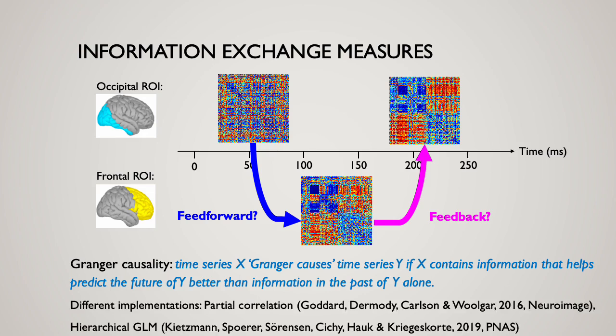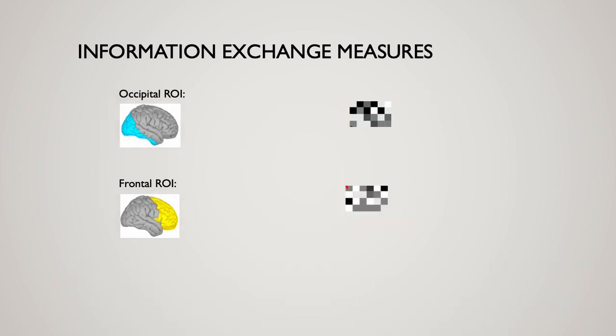There are many potential ways to implement this. A couple of examples from the literature are to use partial correlations, which is what I've used in previous work, but there's another really nice approach of a hierarchical GLM, which you can read about in this PNAS paper from Tim Keitzman and colleagues. Before I move to some experimental results, I'll just try to give you an intuition for how these methods work, showing you the example of the method that I use.